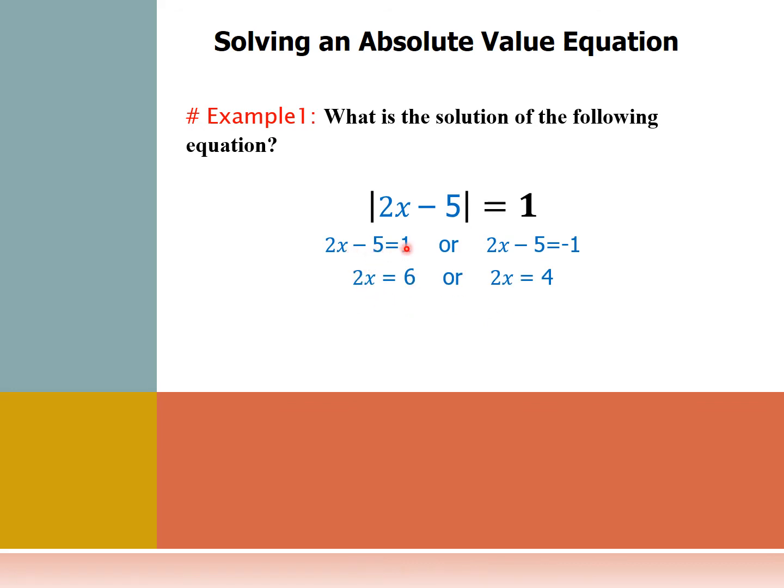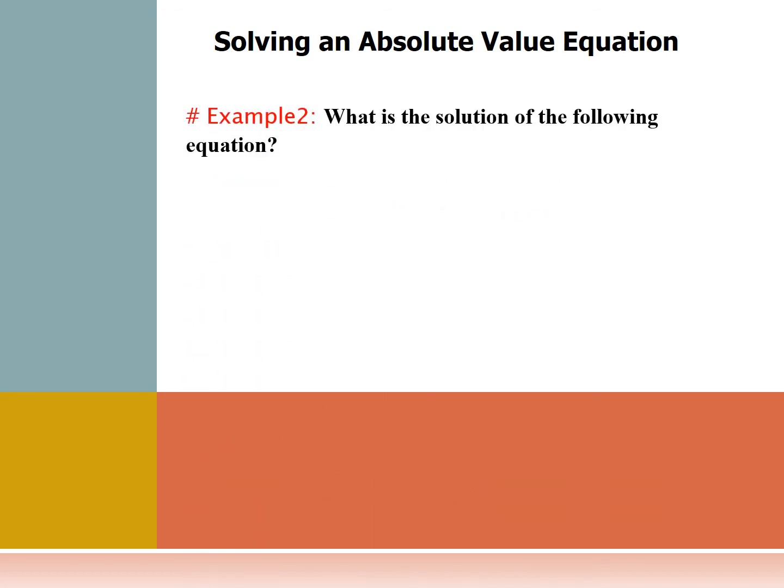For the first one, plus 5 and plus 5 here, then we will get 6 and 2x. Also here plus 5 and plus 5, we will get minus 1 plus 5, 4. So we have 2x is equal to 6 and 2x is equal to 4. Then we divide by 2 for both sides, and we get x is equal to 3 or x is equal to 2. So these are the solutions of this equation.